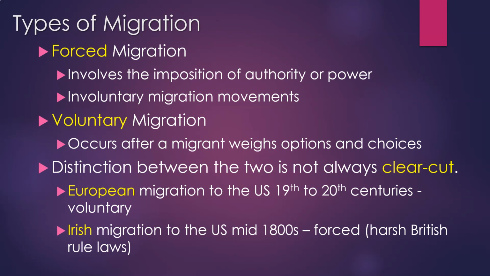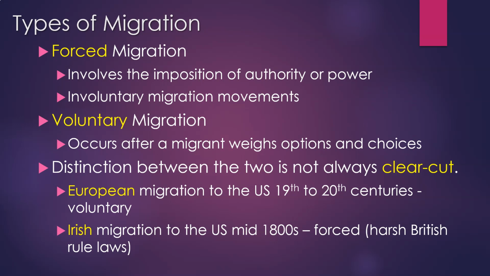Types of migration, forced migration. Basically, it's an involuntary migrational movement. Usually involves the imposition of authority or power on the individual or individuals. Voluntary migration means that the migrant is looking at different reasons for migration and their choices, where they're going to go, what their motivation is to go. Oftentimes it's going to be economic.